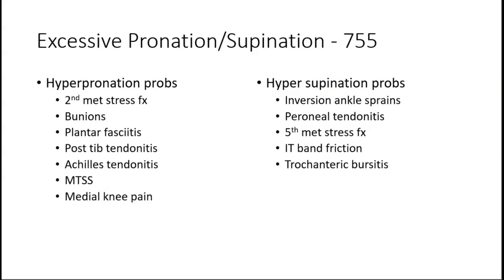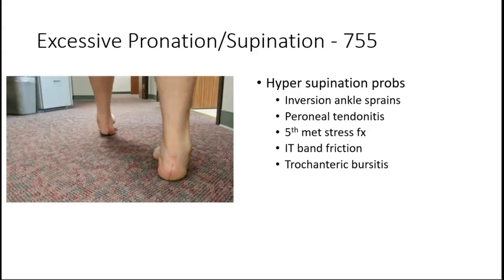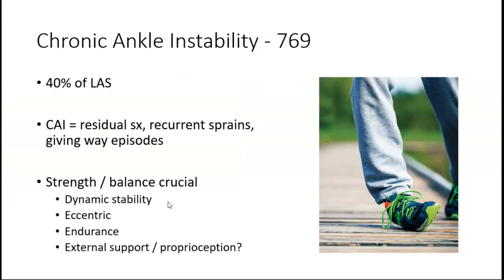And then for the hypersupination problems, you have the same thing. That's on page 758, where it talks again about how, if we are hypersupinated in the wrong portion of gait, then we have an issue that we need to deal with. Ankle sprains are pretty straightforward, and that's on page 767. It talks a little bit about that and some of the general stuff.